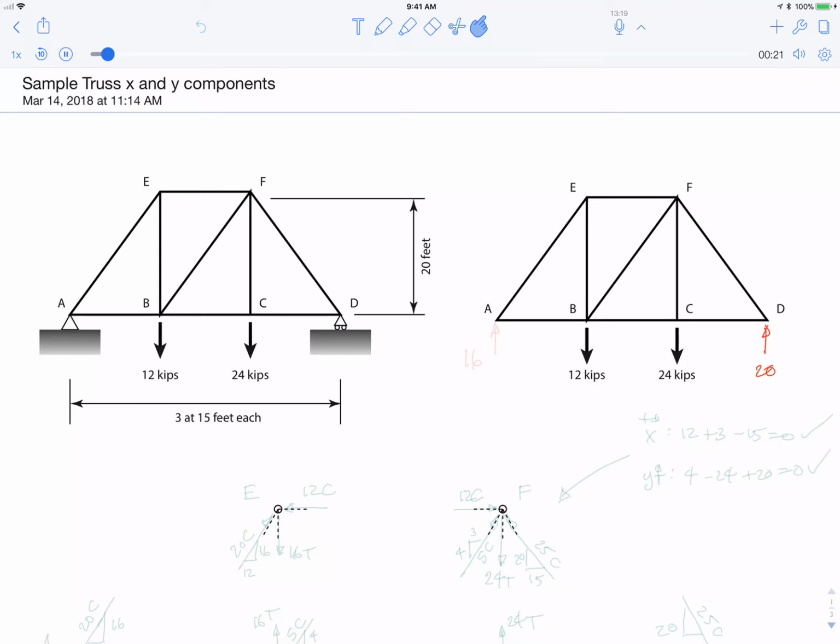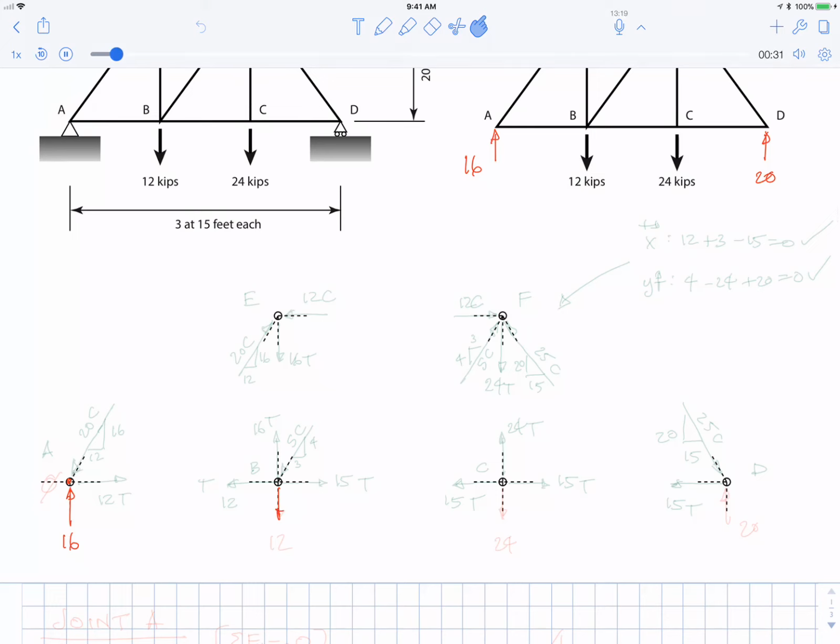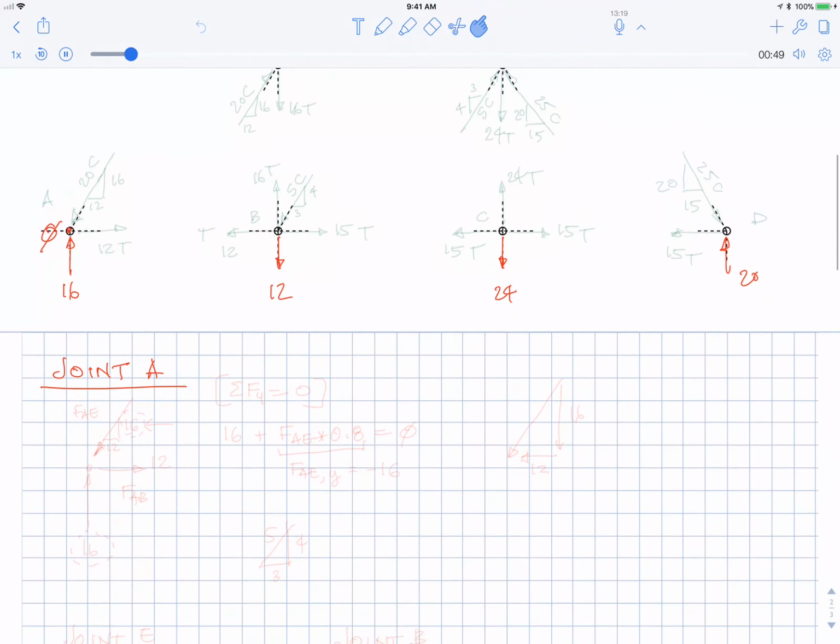Let me put in the reactions. This one was 20. This one was 16. I did double check them. Those are correct. And it's still the method of joints, so we still start with the same step of putting in everything that we know. We know that 12, this is 24, that reaction over there was 16, and this one is 20, and this X reaction is 0. We'll do the same thing. Look for a joint with only two unknowns, which is, again, joint A.